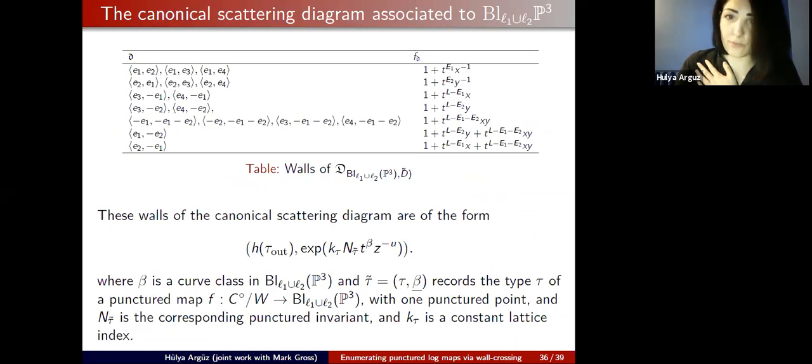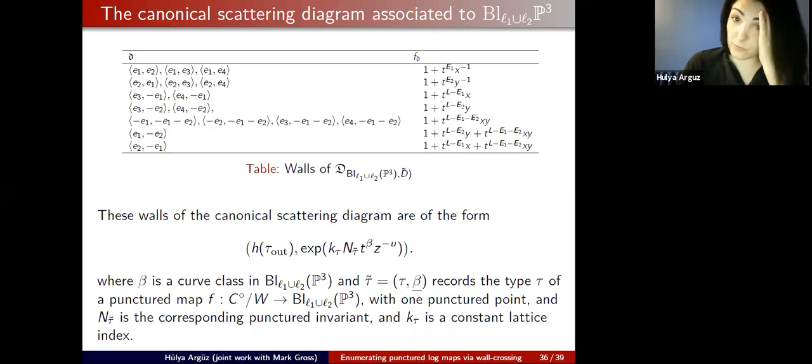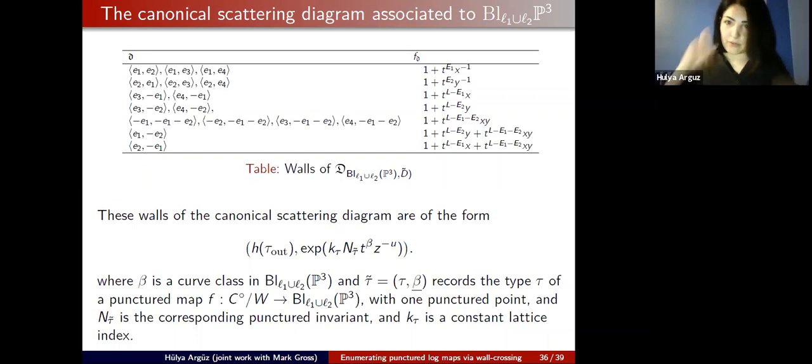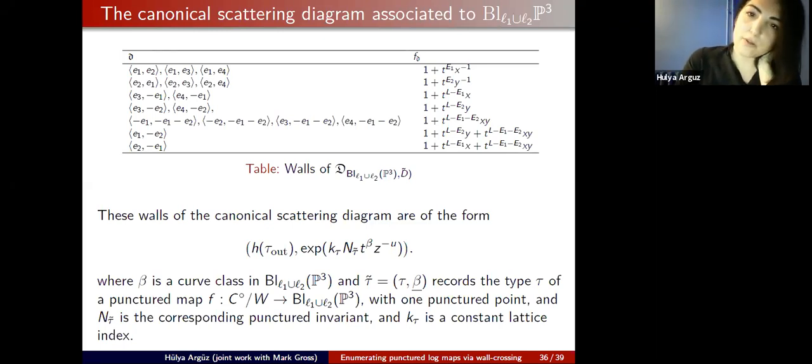So I obtain these walls with curve classes T to E1, where E1 is a fiber of the exceptional locus over the line L1, E2 is a fiber of the exceptional locus over the line L2, and L is the strict transform of a general line. So we described this change of variables from Tij's to curve classes in our paper with Mark. So we obtain a consistent scattering diagram which has walls with curve classes.